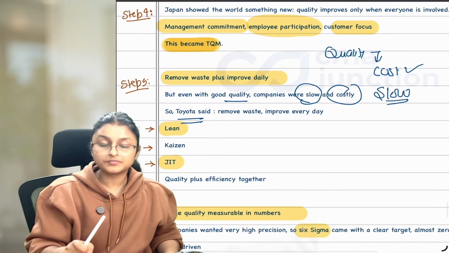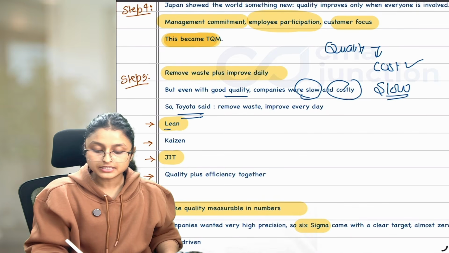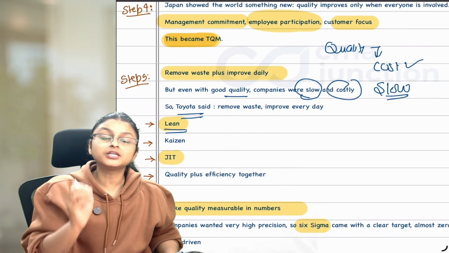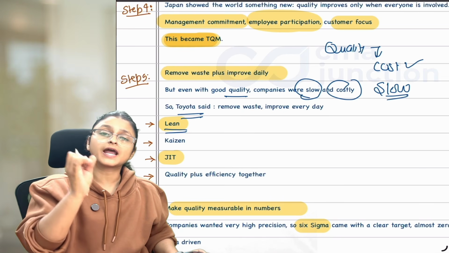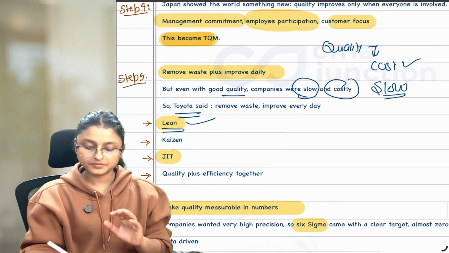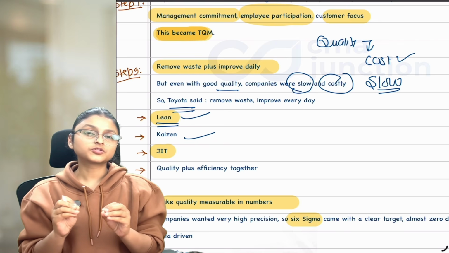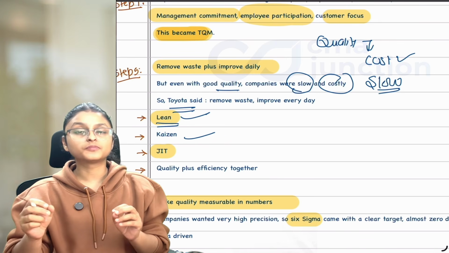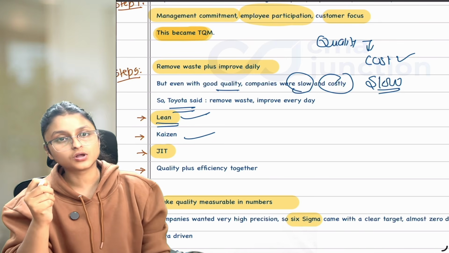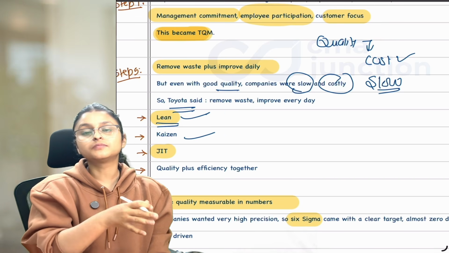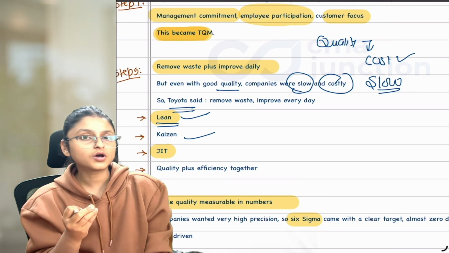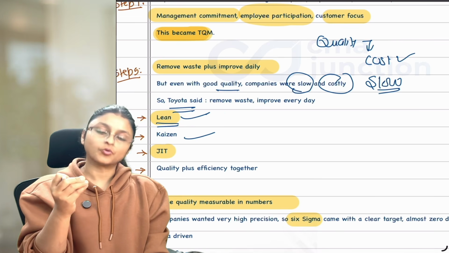And for that, they built some techniques like lean management, which focuses mainly on reducing waste and doing only those things which add value. Next came the Kaizen technique. Kaizen focused mainly on continuous improvement. Even if you are improving in small steps, we should improve continuously, and that is how we'll be able to reduce the cost and improve quality more.